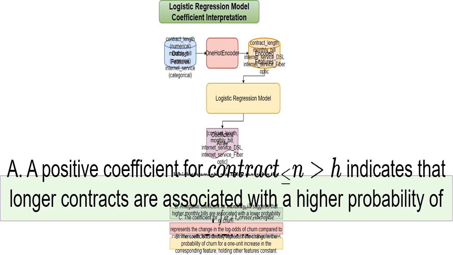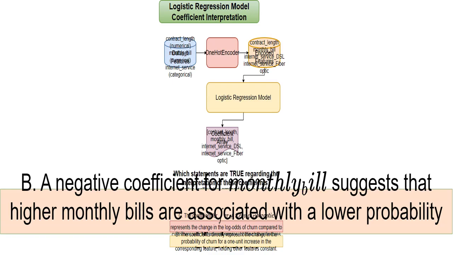This is absolutely correct, because I used one hot encoding, no internet service as the reference category. The coefficient for internetservice-fiberoptic shows how the log odds of churn change for fiber optic users compared to those with no internet service, while keeping other factors unchanged. Nope, this is incorrect. The coefficients represent the change in log odds, not the direct change in probability, for a 1-unit change in the feature.